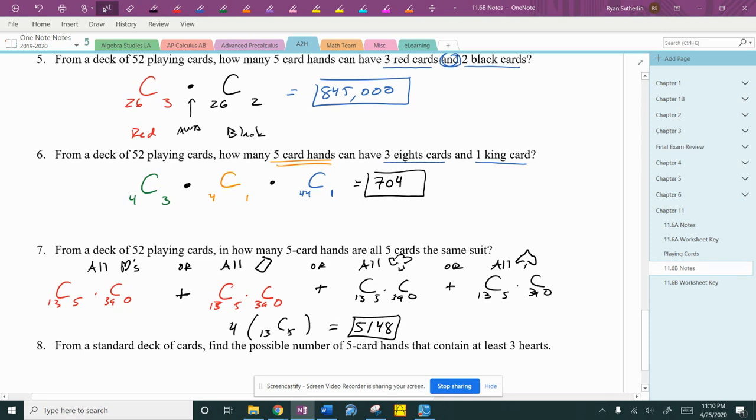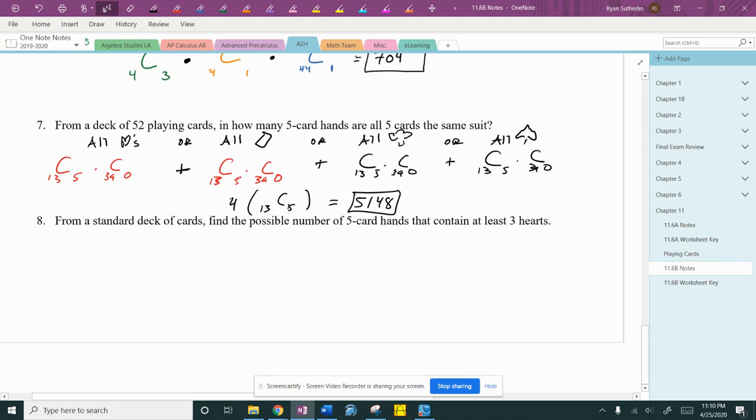All right, the last one. From a standard deck of cards, find the possible number of 5-card hands that contain at least 3 hearts. So that means we want at least 3 hearts. So we need to find the number of hands that have 3 hearts, or 4 hearts, or 5 hearts. So 3 hearts, that means out of the 13 hearts, we want 3. But we need 5 cards altogether, so that means out of the remaining 39, we need 2.